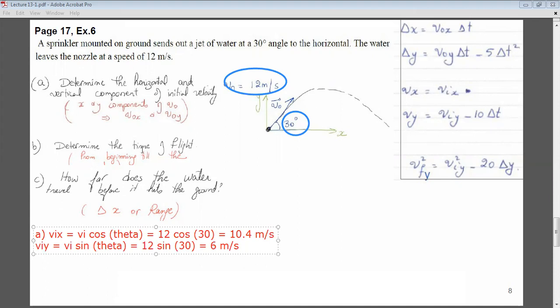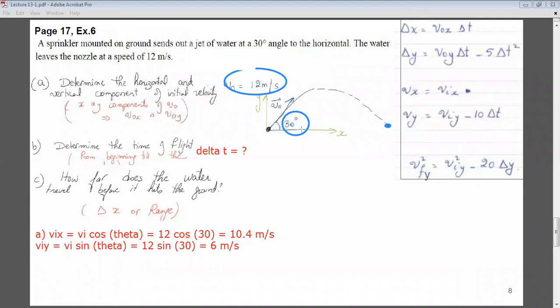Okay. Determine the time of flight from the beginning till the end. That is, we want to calculate delta t. Okay, let's see what other information we have. The water goes from the ground, up, up, up, and then it goes back to the ground. So it's from the ground to the ground.